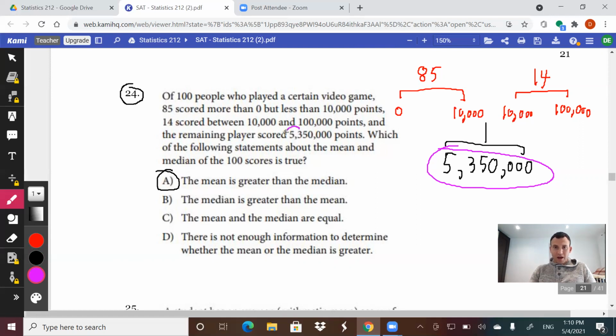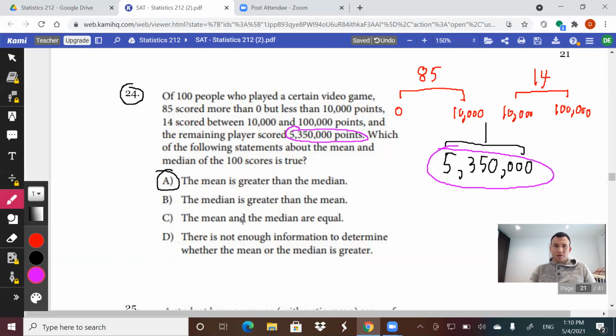So in the case of this outlier, we know that the median is going to be somewhere within this range, right? We crossed off 49 numbers, and our 50th and 51st number are going to be somewhere between 0 and 10,000. But this guy is going to skew our average probably way higher than 10,000. So what we know is that the mean is going to be greater than the median.